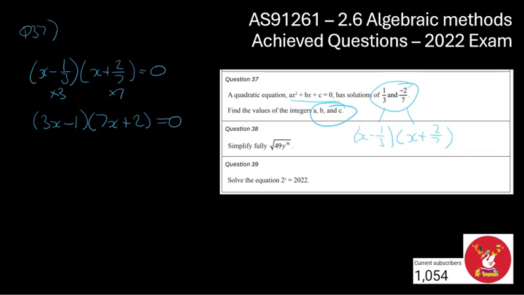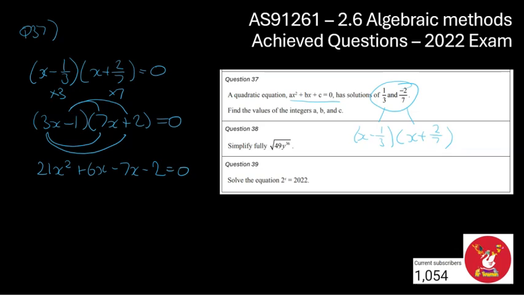The issue is it's asking me for ABC, which means I've got to expand it to then get the ABC part. So we're going to go bottom times bottom. That's going to be 21x squared. And then we're going to go along there as well. So it's going to be plus 6x. Along the top, so that's going to be negative 1 times 7 is minus 7x. And then finally, we've got negative 1 times 2 is going to be negative 2. And all of that is 0.